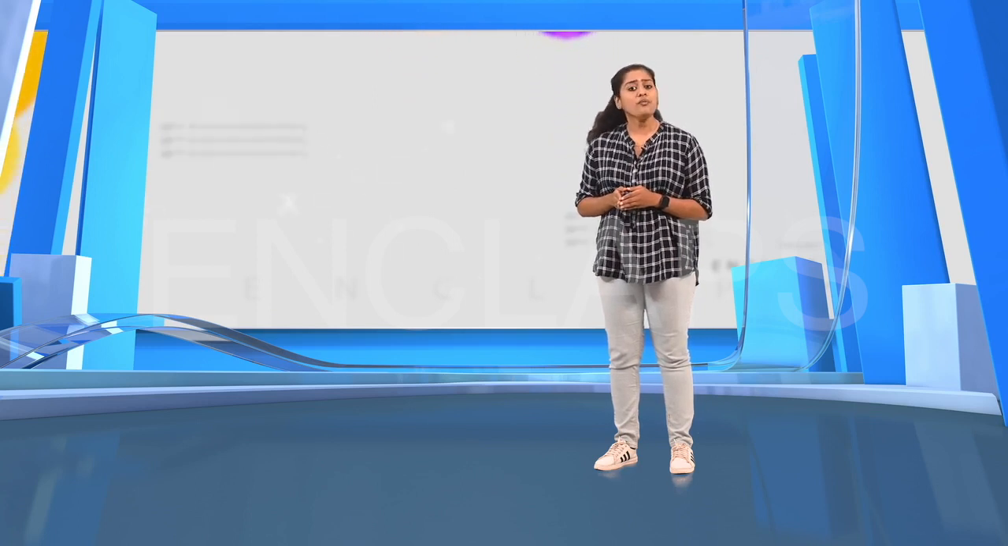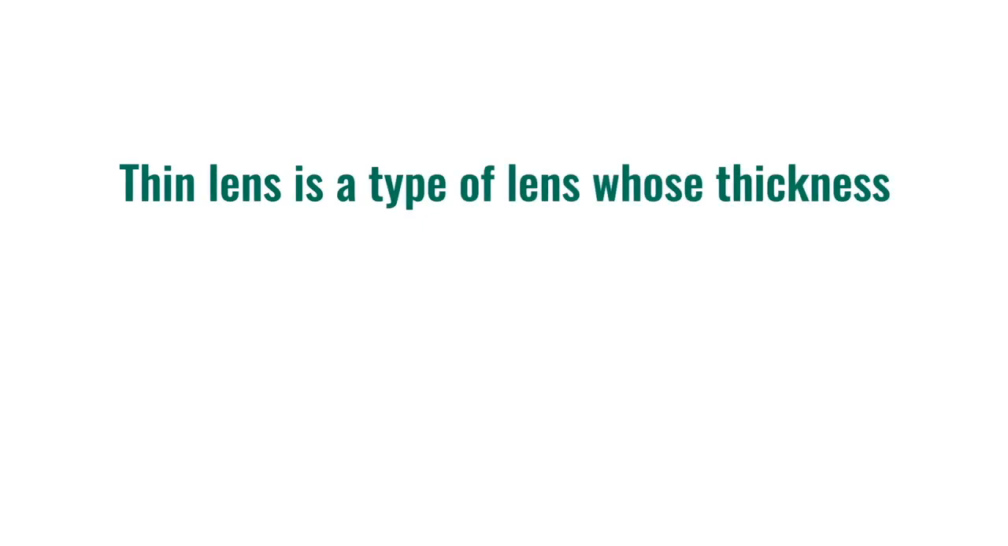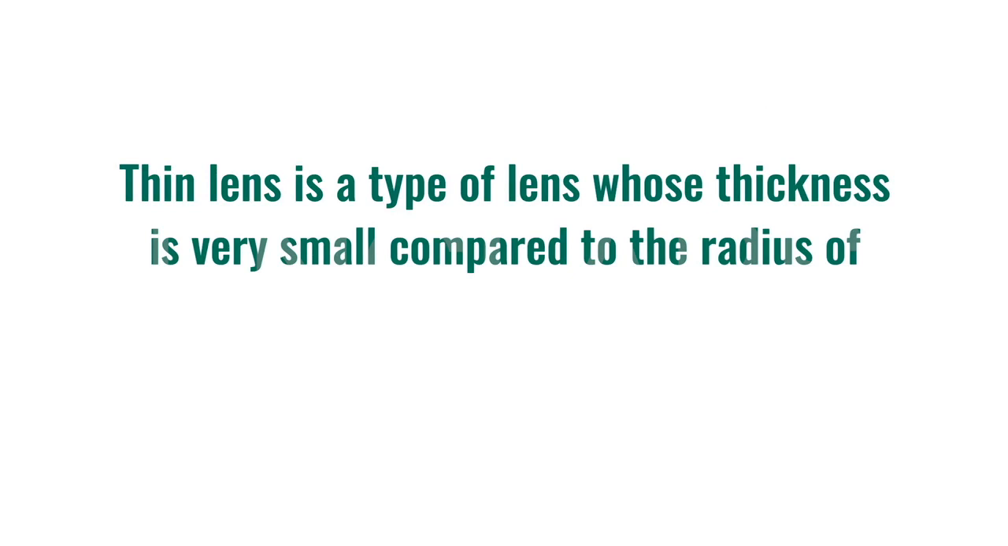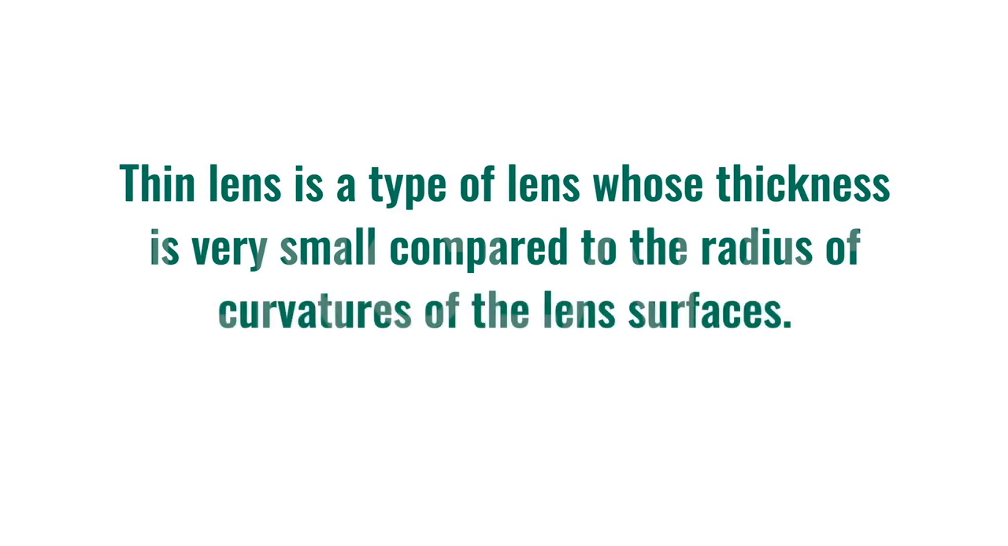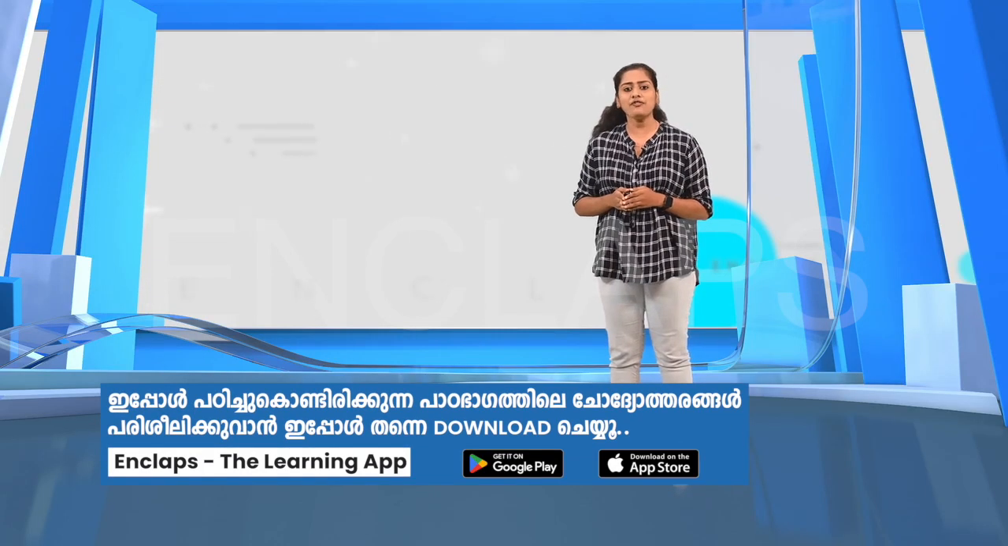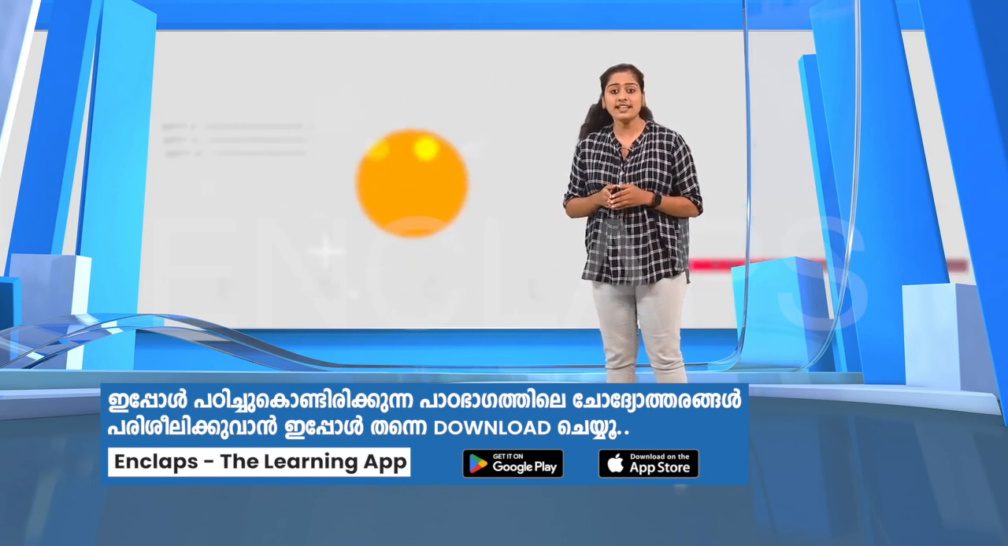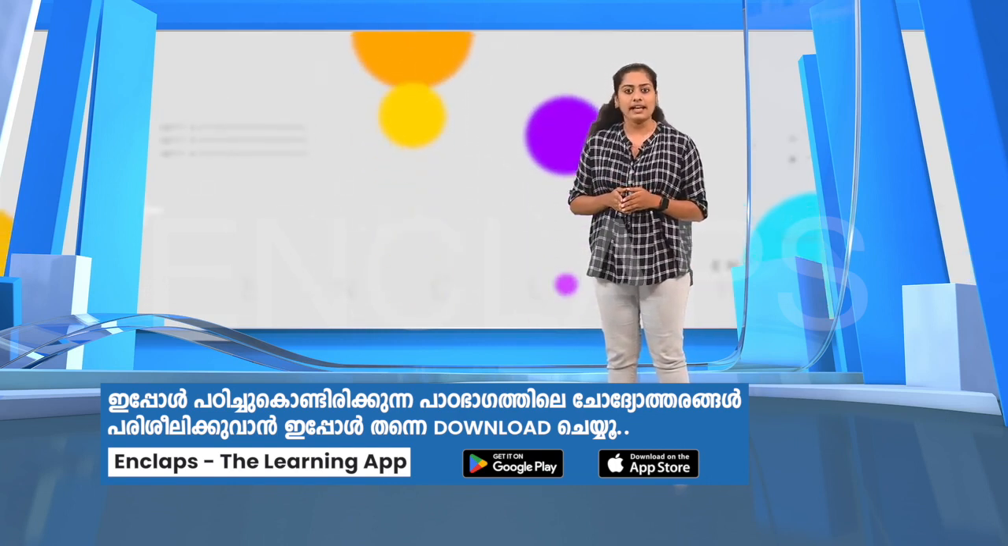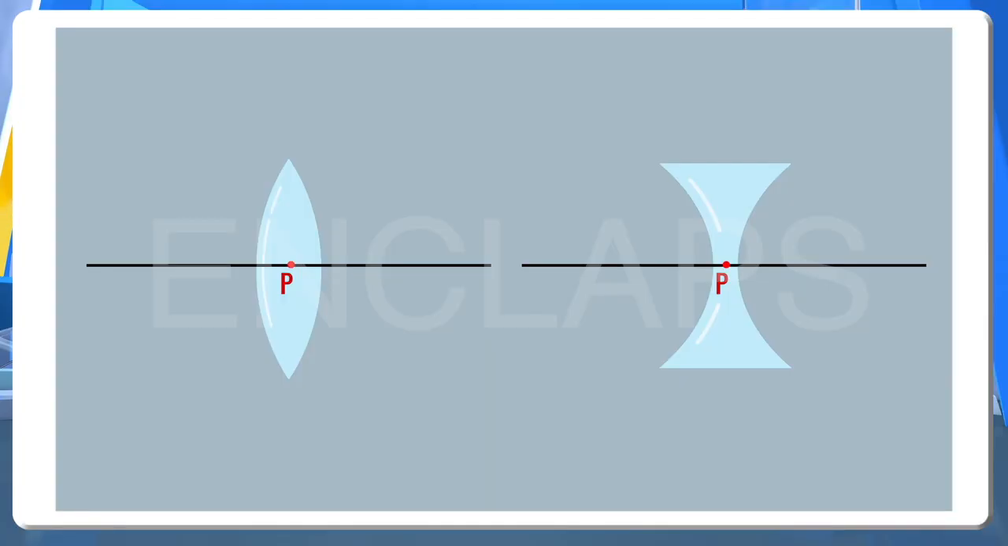Do you remember what a thin lens is? Yes, a thin lens is a type of lens whose thickness is very small compared to the radius of curvature of the lens surfaces. When a ray of light passes through the optic center of a thin lens, either convex or concave, the ray does not undergo any deviation. It passes through the lens without getting deviated.